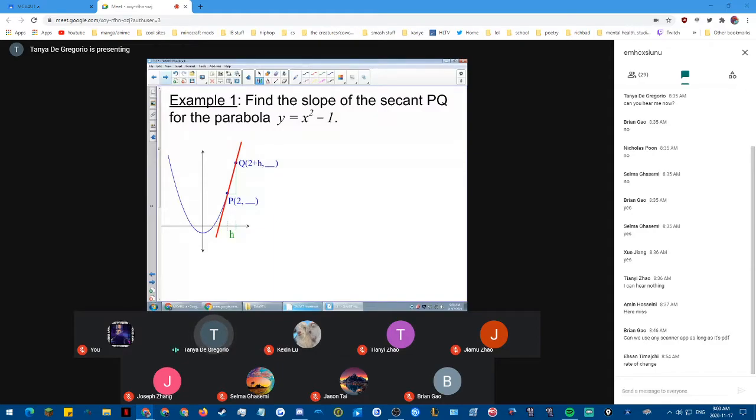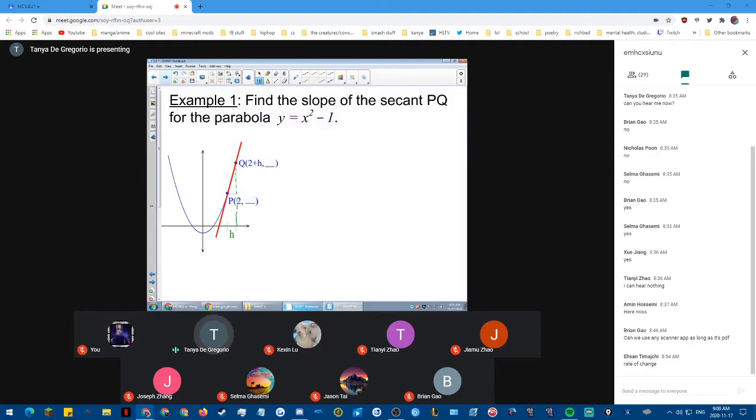Okay, example 1. Find the slope of the secant PQ for the parabola y equals x squared minus 1. So we have this parabola, and we want to know the slope of the secant between P and Q. I don't know P and Q. All I know is that the x value of P is 2. If the x value of P is 2, then I know that Q has to be bigger than 2. You guys agree with me? Because Q is to the right. You guys see that? This is to the right, so it has to be bigger than 2.